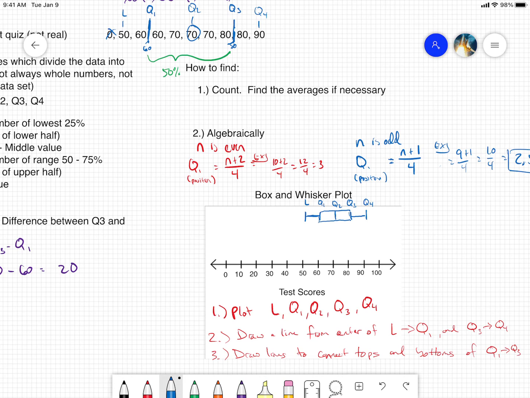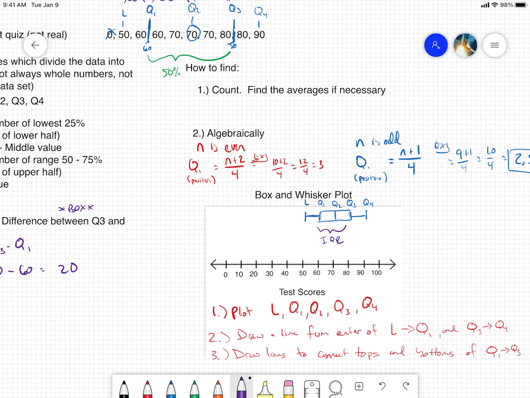And also notice that our box encompasses only the interquartile range. Okay? So, I'll erase this in just a second. So this box represents our interquartile range. Okay? And you can even write this as box.